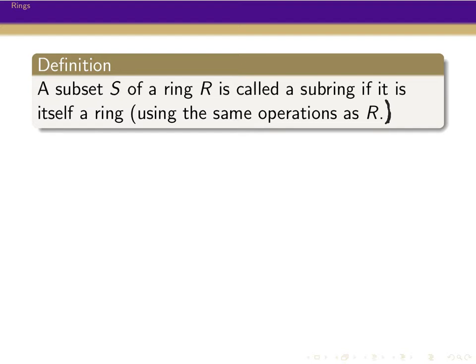So if you have a ring, and then you have a subset of the ring that is also a ring, then that subset is called a subring. If we have a subset S of a ring R, and it is a ring itself, then we call it a subring. And this is using the same operations as R.